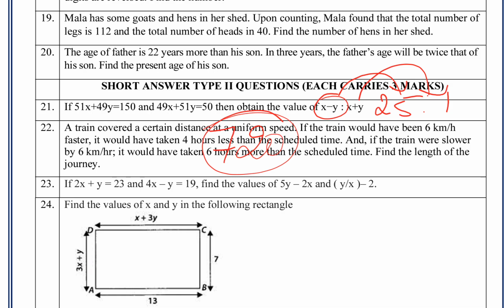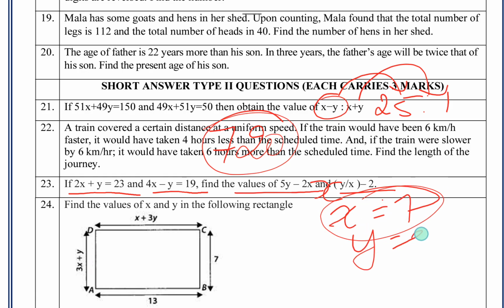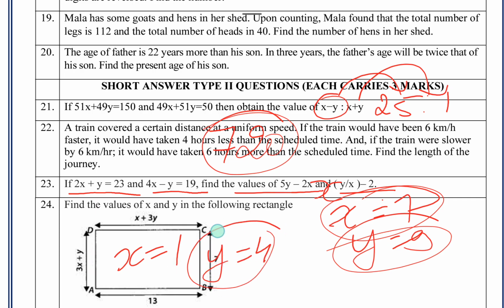Then 23rd: if 2x plus y equals 23 and 4x minus y equals 19, find the values of 5y minus 2x and y by x minus 2. So the answer is x equals 7, y equals 9. If you calculate, you will get it. 24th, here the answer is x equals 1, y equals 4.